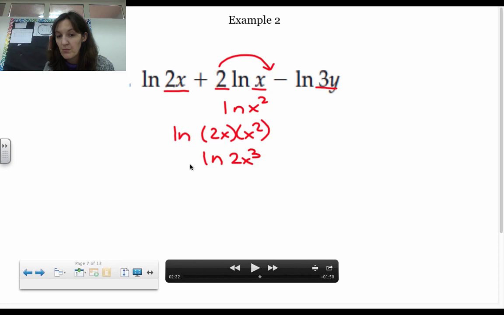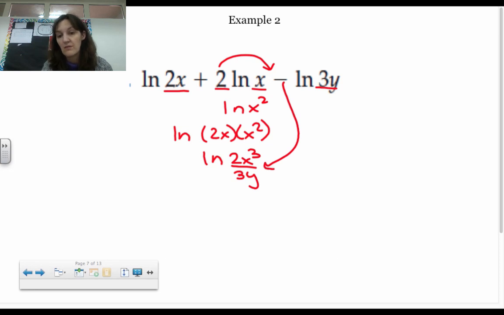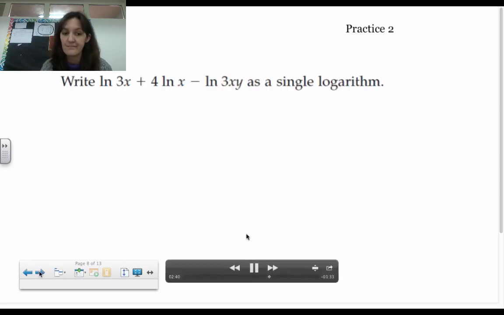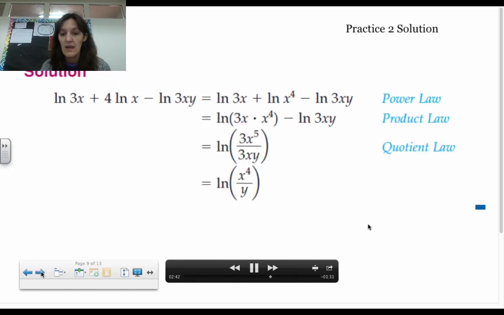I could at this point move the 3 to the outside, but I don't want to do that. So then I'm going to divide by 3y. And now I have the natural log of 2x to the third over 3y. And that is my answer. I can no longer move that 3 to the outside because I have the minus, divided by 3y. Here's your own, and there's your solution.